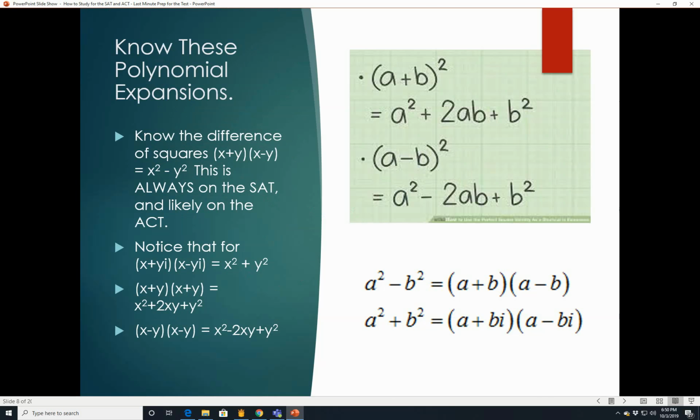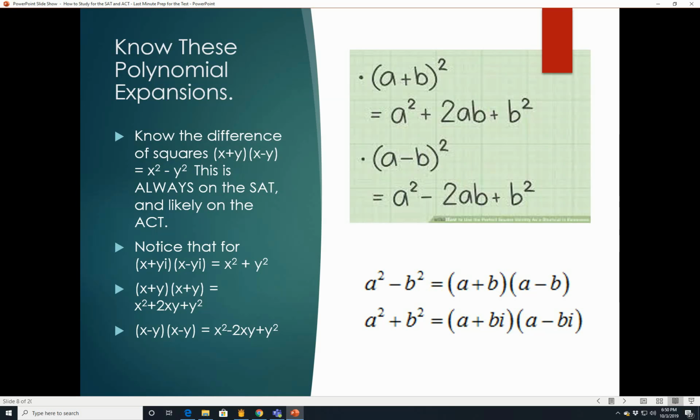You want to know these polynomial expansions, know the difference of squares. (x plus y) times (x minus y) is equal to x squared minus y squared, or (a plus b) times (a minus b) is a squared minus b squared. This is always on the SAT, always, always, always. They love it, and it's likely to be on the ACT.